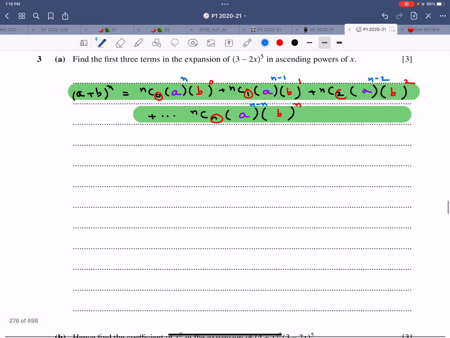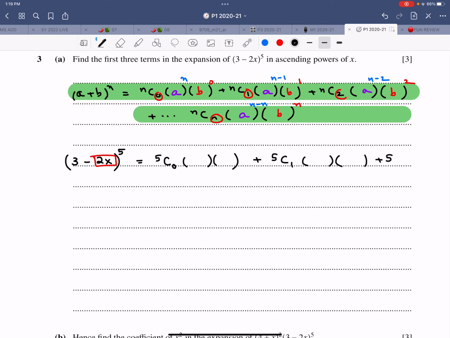Now keeping this in mind, if I have 3 minus 2x raised to the power of 5, it's ascending powers of x. When the second term, the b, is in terms of x, it's ascending powers of x. So therefore, this is 5c0. They're not asking for all the terms. 5c1 and then 5c2. And that's it for this part.